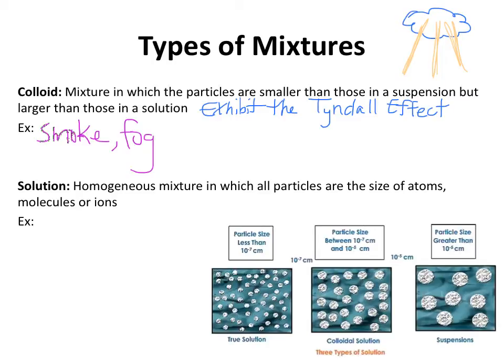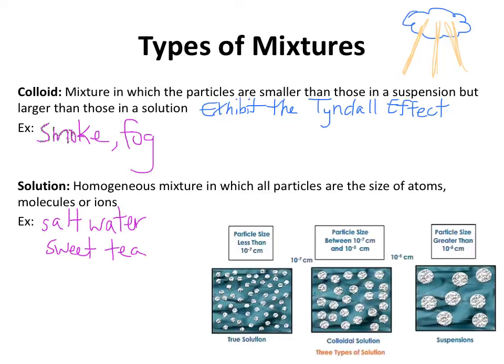Now a solution is a homogeneous mixture in which all particles are the size of atoms or molecules or ions. So we've got really, really small particles. These really small particles are the same size as, let's say, the water particles. So for example, salt water or sweet tea. The sugar molecules or the salt Na+ and Cl- ions are as small as the water molecules themselves, so they are truly completely dissolved within the water rather than being suspended in the water.